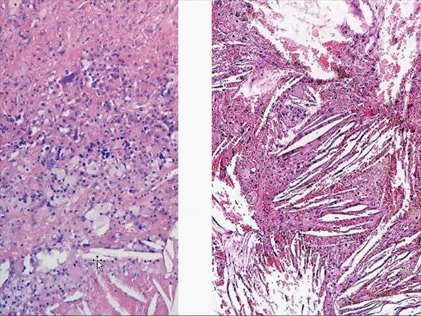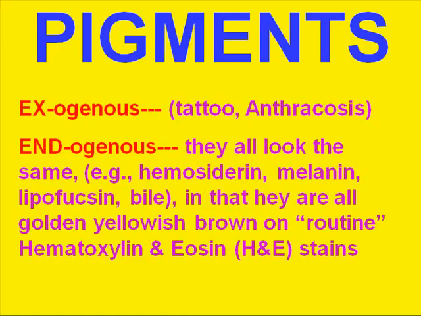Here's another type of lipid called cholesterol. Cholesterol frequently is stored as these little clefts or needle-like spaces, often in the plaque of arteries, and these are called cholesterol clefts. Sometimes they could be foamy accumulations within macrophages, and they're called foamy macrophages. Pigments can be exogenous, such as tattoo, anthracosis, or they could be normal or indigenous, endogenous to an area.